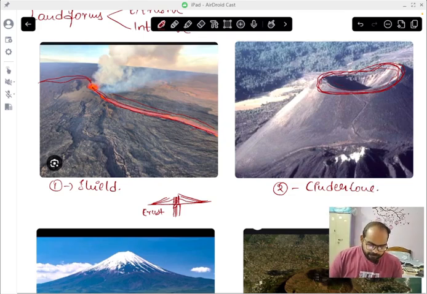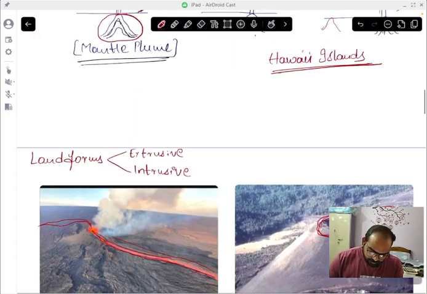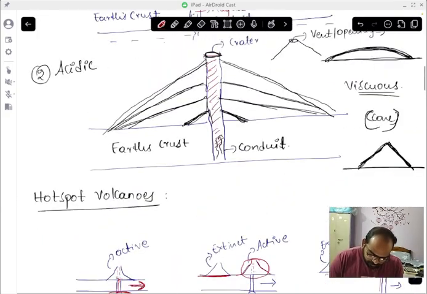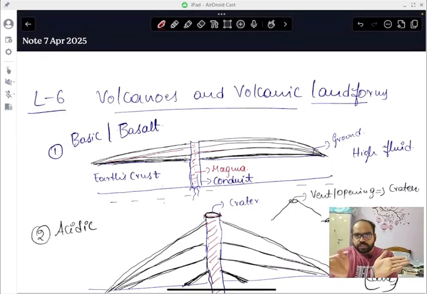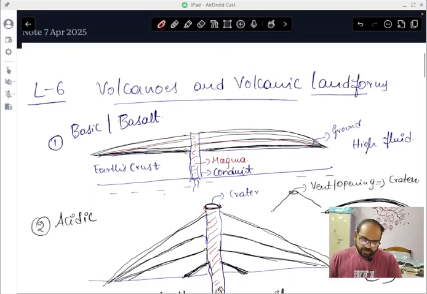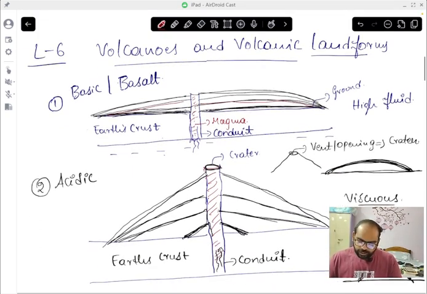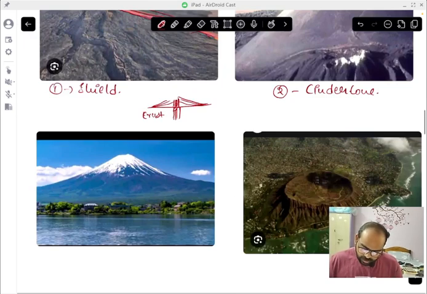Another thing is, shield volcanoes have very gentle slopes. See here, this is a slope. They are very gentle because it is almost flattened to the ground. So we have learned shield volcano, cinder cone, and the third one is composite volcano.